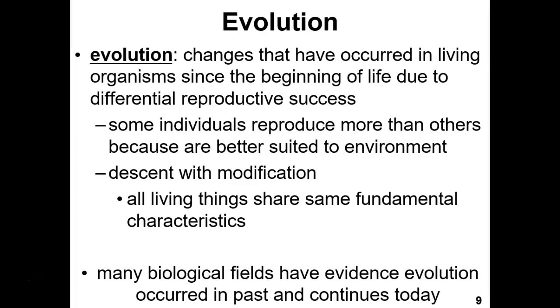So evolution in a nutshell is just all of the changes that have occurred in the life of organisms since the beginning of life. And this process occurs due to differential reproductive success. So certain organisms are more likely to be able to reproduce than other organisms. The reason this occurs is because organisms are better suited to an environment. So if the environment favors one group of organisms, they're going to be able to reproduce easier than another group.